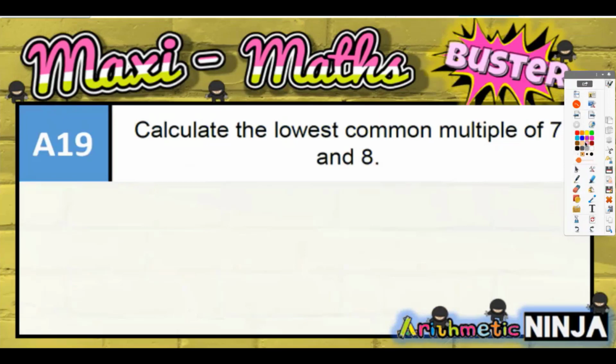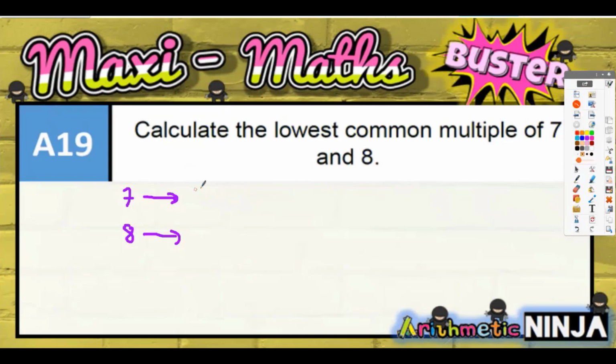Question 19, calculate the lowest common multiple of 7 and 8. So basically, if we do multiples of 7 and then multiples of 8 and make two separate lists, the lowest common multiple will be the lowest one that's common to both lists, the lowest one that's in both lists.